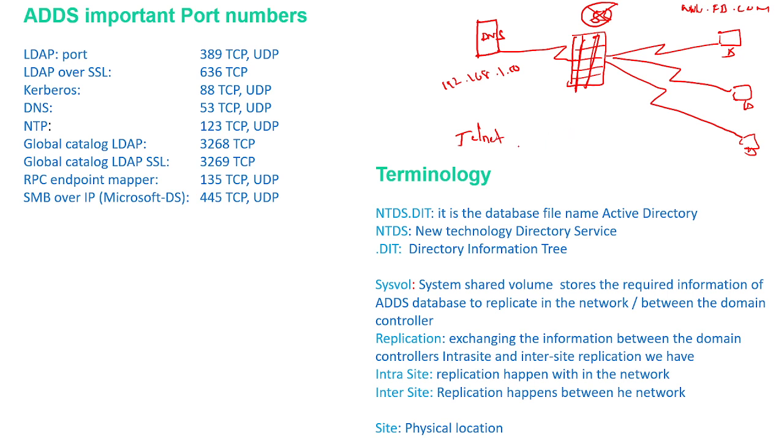Telnet space, and then the IP address or domain name. Better to put the IP address, like 192.168.1.100 and port number 53. Okay, like this. I'll show you.